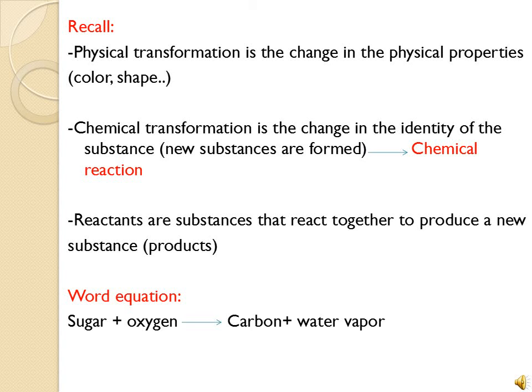In a chemical reaction, the substance that react together اللي بيتفاعلوا مع بعض they are called reactants. Whereas the new substance اللي أنا بتطلع معي نتيجة هالchemical reaction it is called product.